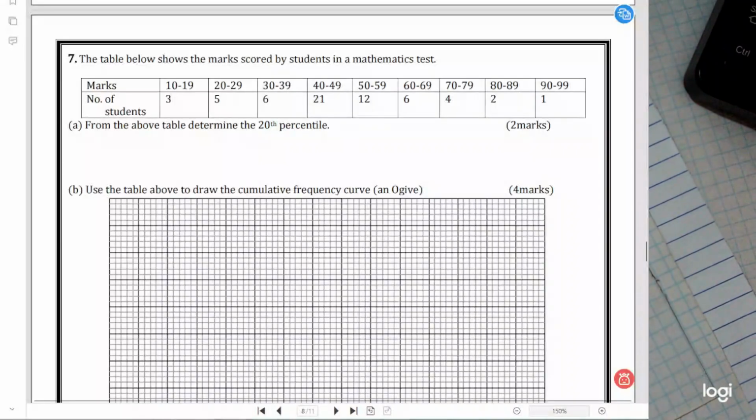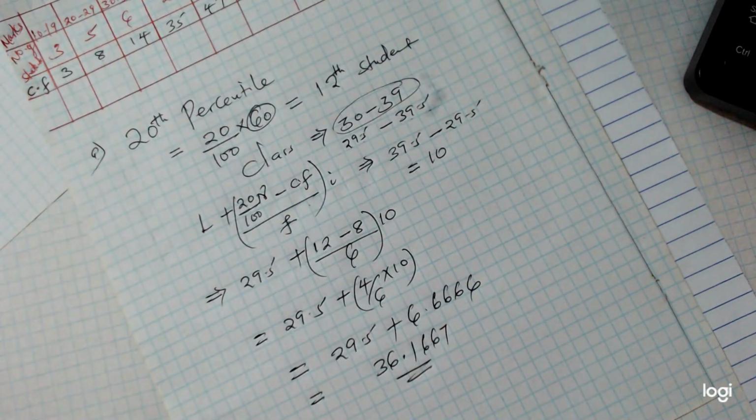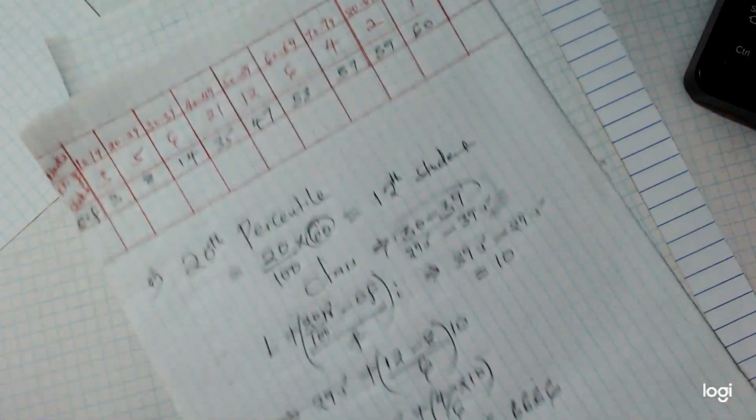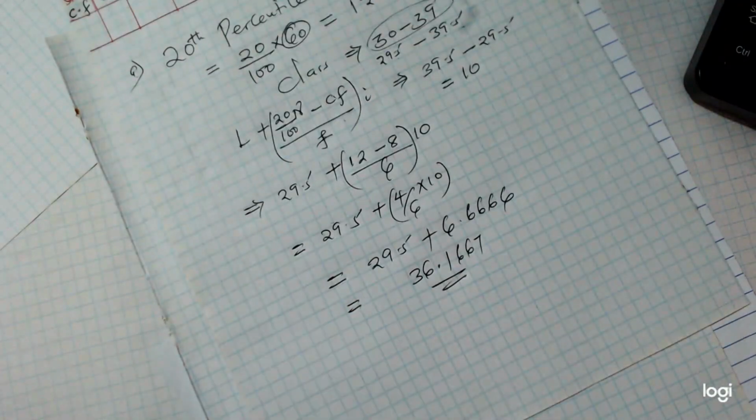We go to the next question. Part B, use the table above to draw the cumulative frequency curve. You're supposed to draw the cumulative frequency curve using this table. So how do we draw the cumulative frequency curve?